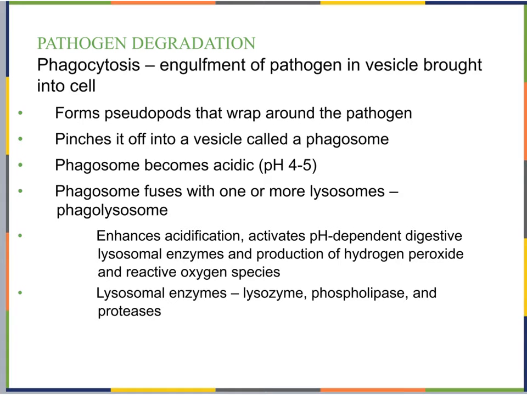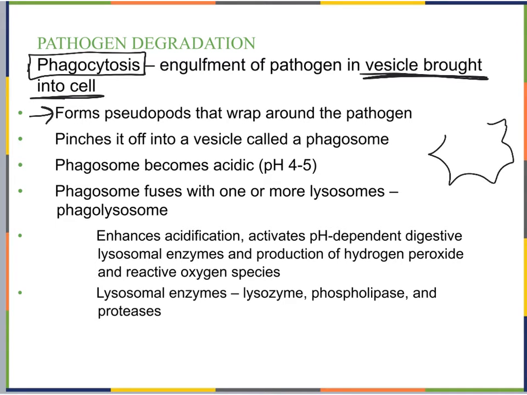So phagocytosis, if you're not familiar with that, we're going to go through that in a little bit more detail here. We've already talked about how it is engulfment of the pathogen, and then it is brought into a vesicle, into the cell. What it does is it forms these pseudopods that are going to wrap around the pathogen. We saw earlier that we had our cell and our pathogen, and we create these pseudopods that go around the pathogen. And then these continue, kind of like hugging it, until they form an actual vesicle and bring this pathogen into the cell.